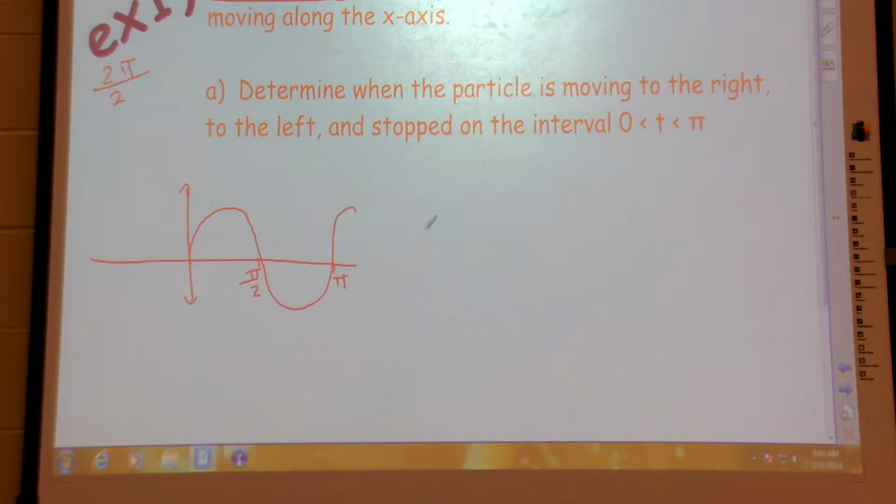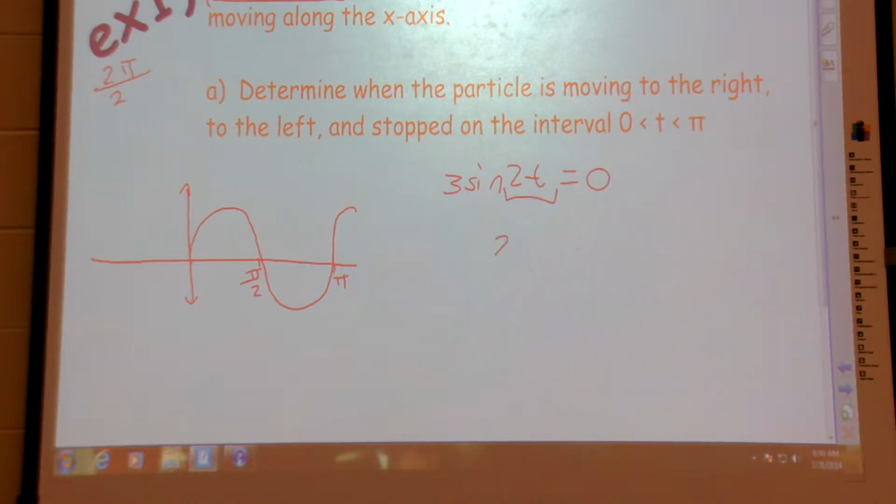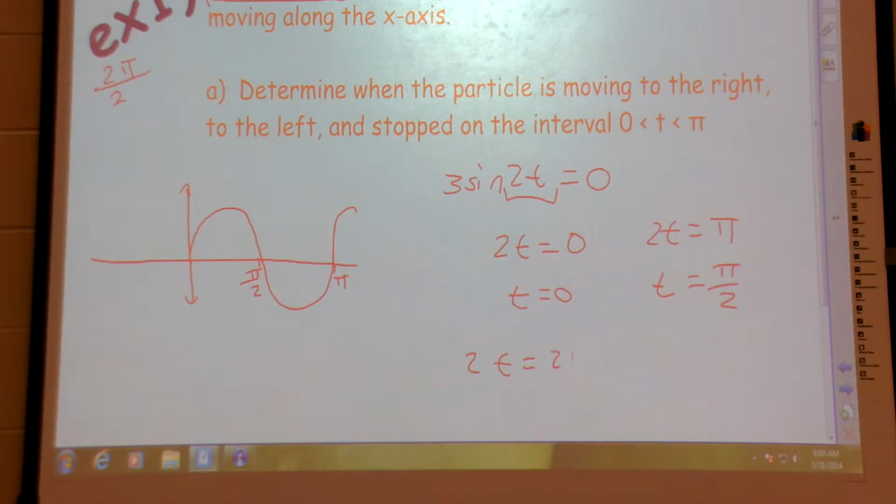By the way, that's just graphically. We could do that algebraically. When we set this equal to 0, it equals 0 when the inside equals 0, right? It also equals 0 when the inside equals pi, right? The sine of pi is 0, which will give me pi over 2. It also equals 0 when the inside is 2 pi, which will give me pi, and by then I'm outside my interval, right? You have to keep checking in both directions till you're outside that interval.